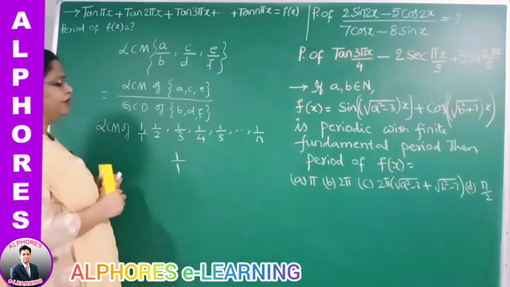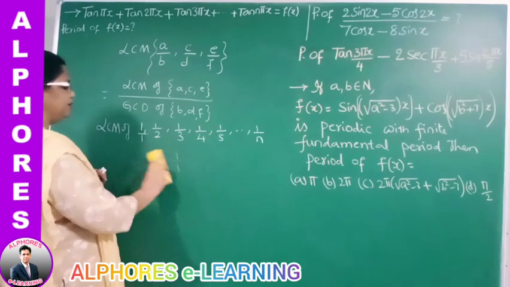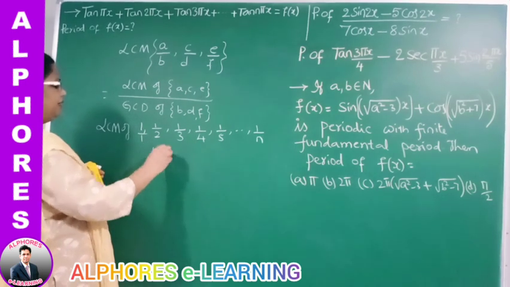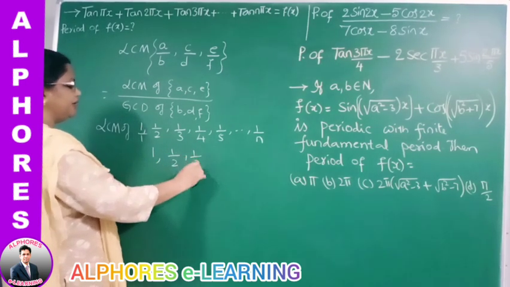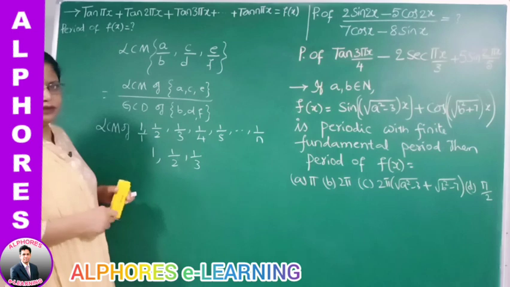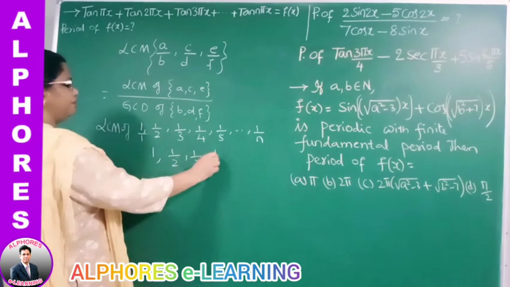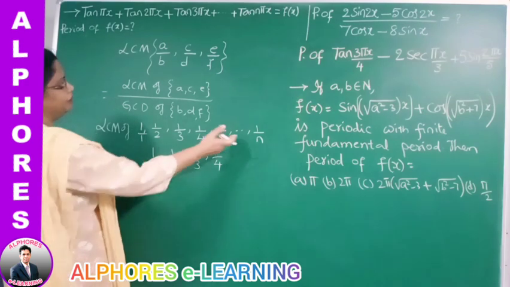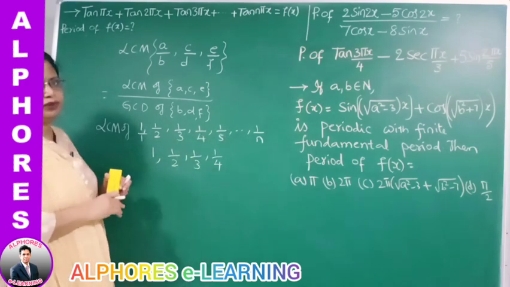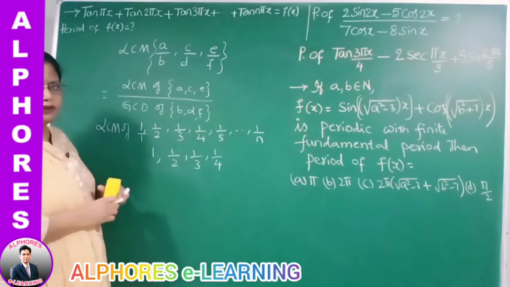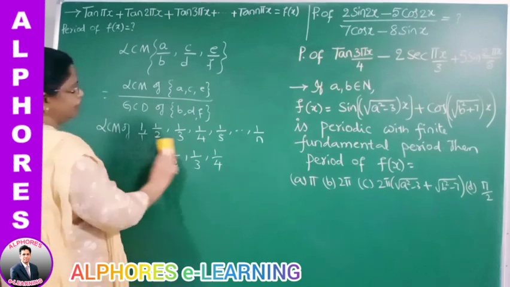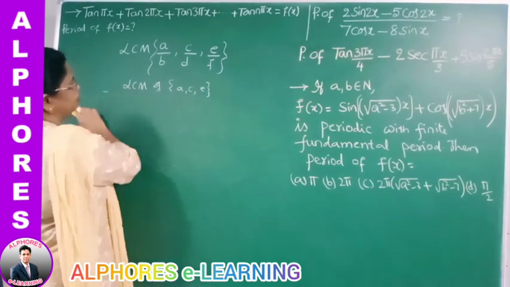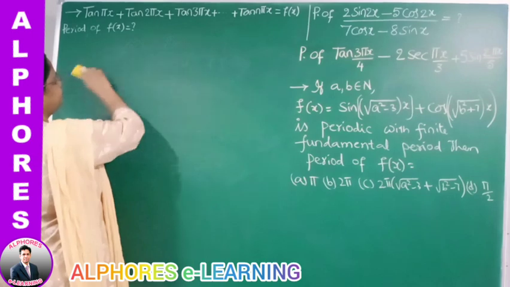Hence the LCM of this kind of values is 1. Even if I take the LCM of only 1, 1 by 2, 1 by 3, then also the LCM is 1. And if you take 1 by 4, then also the LCM is 1. Like that, if you take a finite number of values in this model, then the LCM is 1.